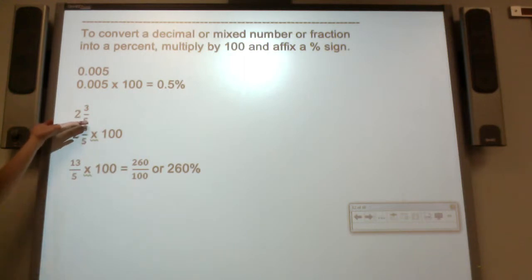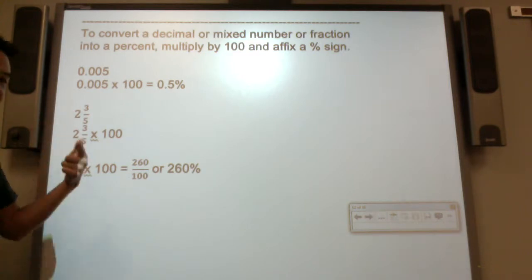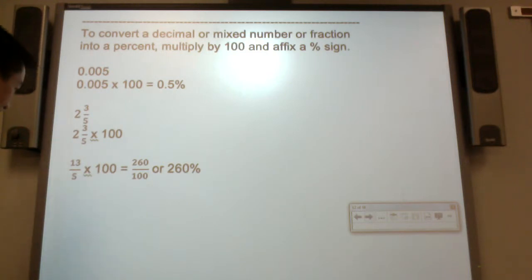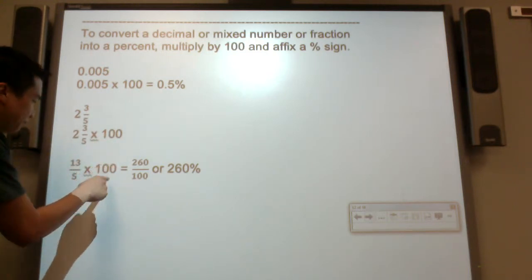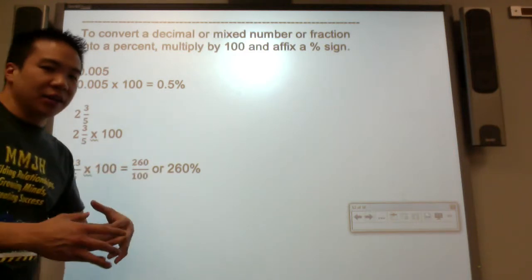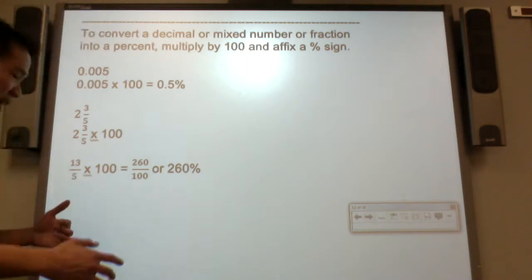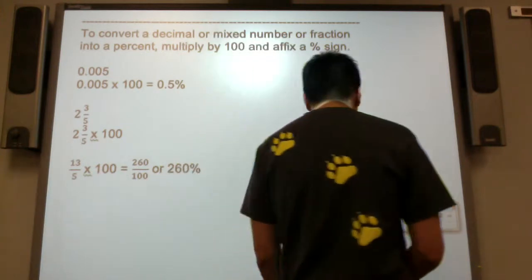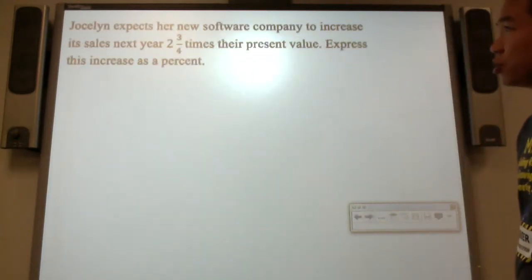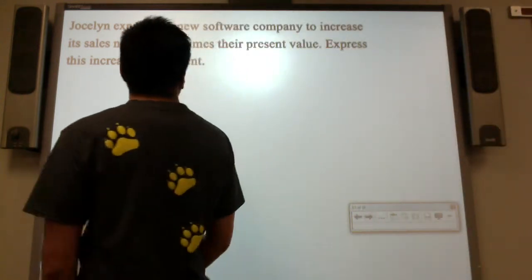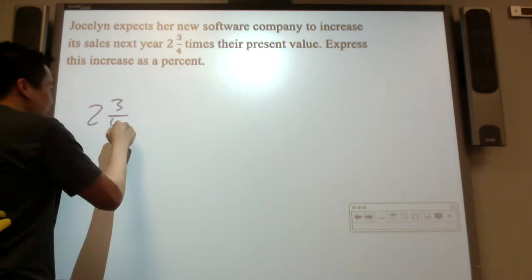So we have 2 and 3/5. You multiply it by 100. Isn't 2 and 3/5 the same thing, if you can do it in your head, as 2.6 or 2.60? So you multiply it by 100, and you'll get 260%. That means something more than double. It has increased in value a lot. It's just increasing, it's multiplying, many, many multiples. So Johnson expects her new software company to increase its sales next year 2 and 3/4 times their present value, because a lot of companies will increase it.